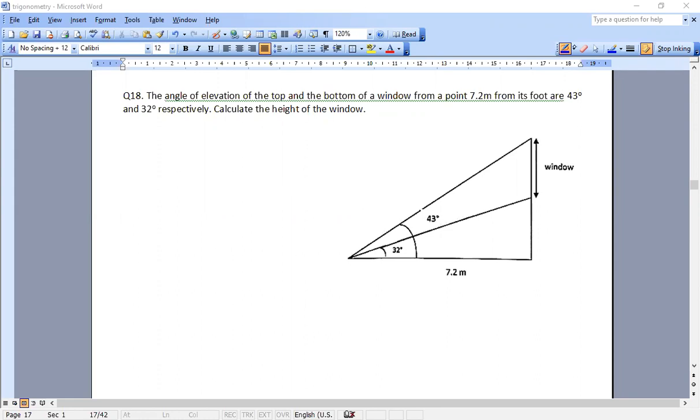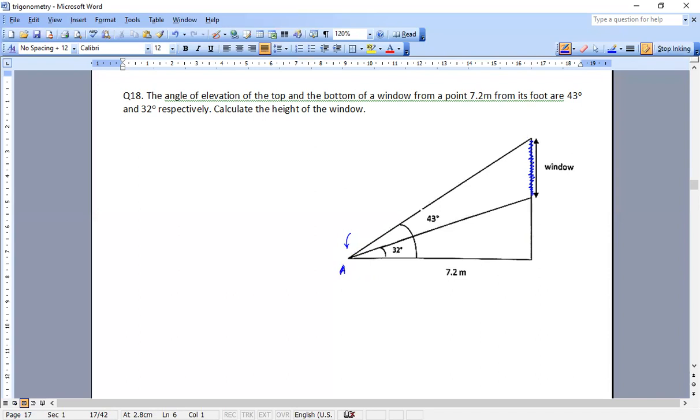Okay, first of all, let's suppose this is a window on some wall. And what is happening? Someone is standing maybe at a point which is 7.2 meters away from the wall. This is the point where someone is standing and observing the top and the bottom of the window. Let's call it A.